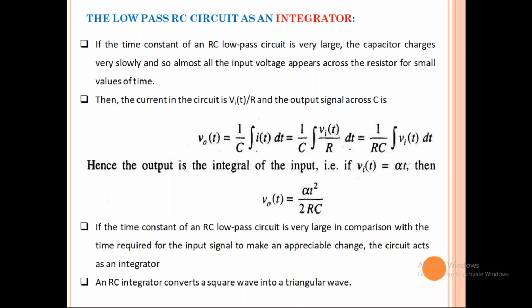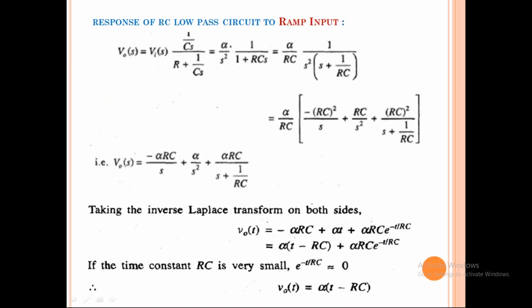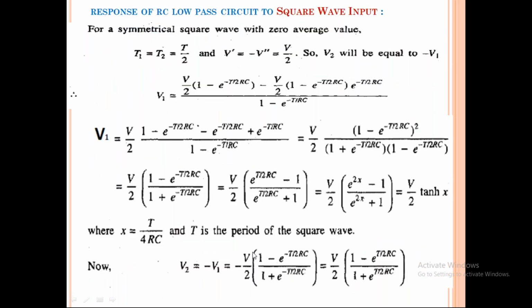And similarly, that means integration of the input voltage. Similarly, Vi of t equal to, for example, I have taken a ramp waveform alpha t, then V naught of t equal to alpha t square by 2RC. So that's why the RC circuit is acting as an integrator. That means a square waveform is converted to a triangular waveform. You have already seen a square waveform applied to the low pass circuit for a large time constant.